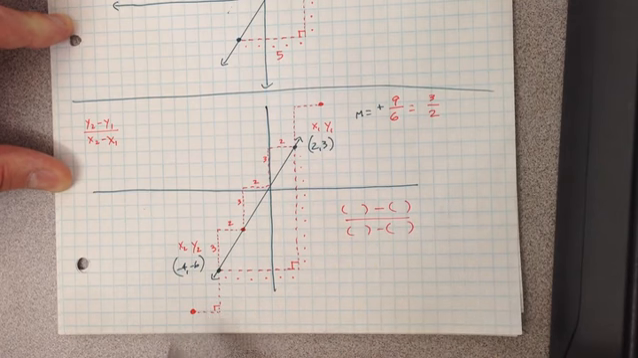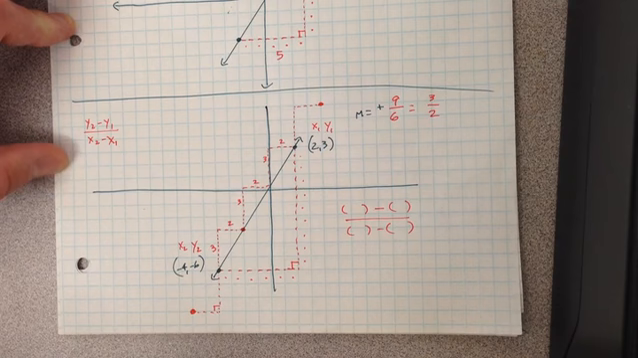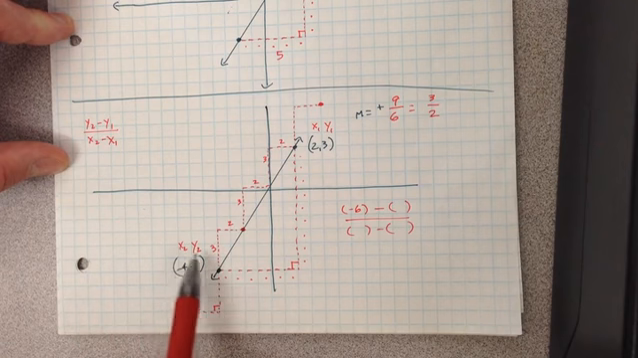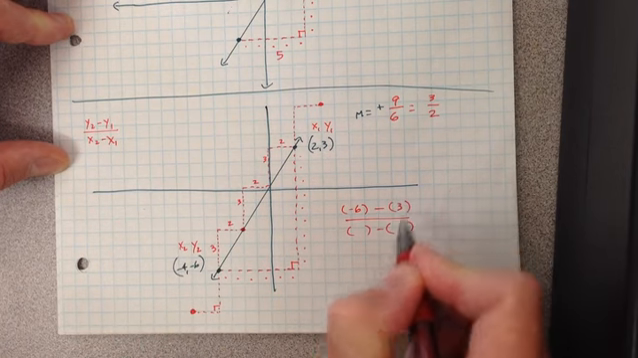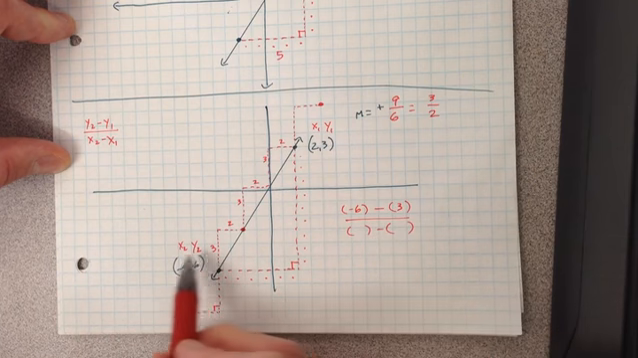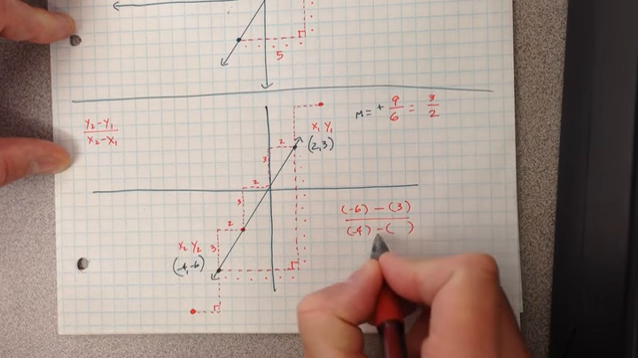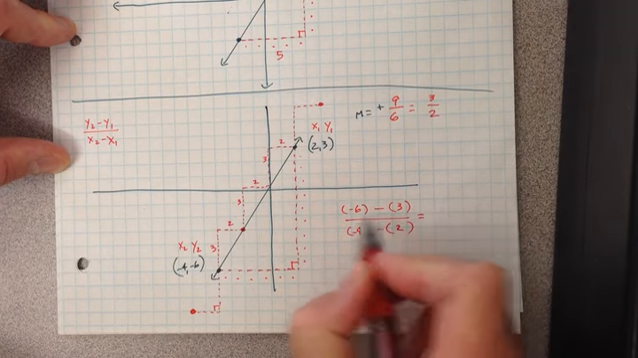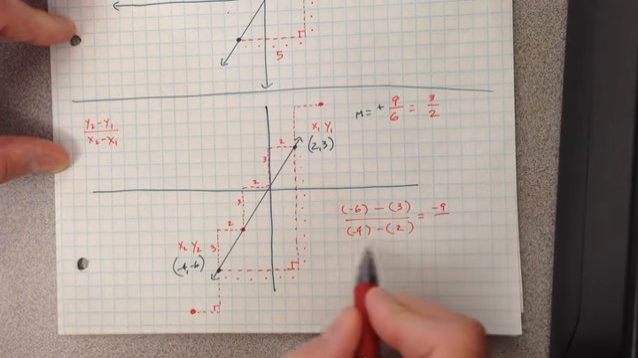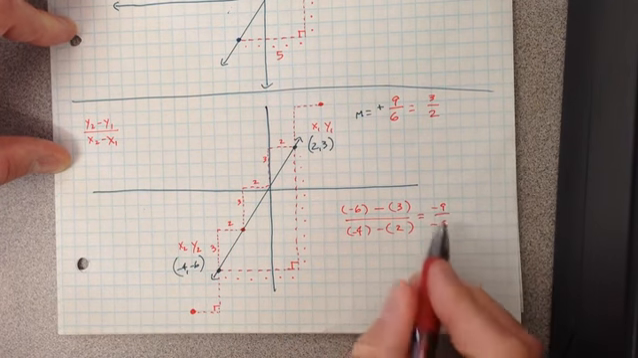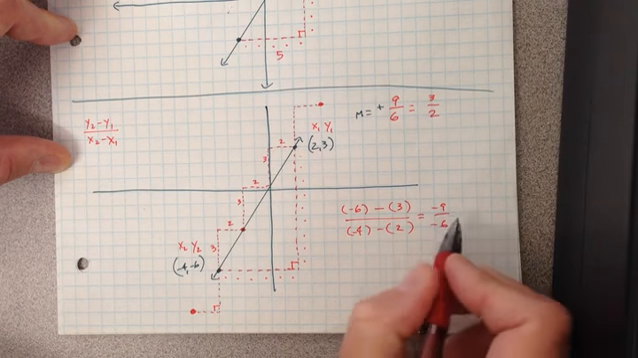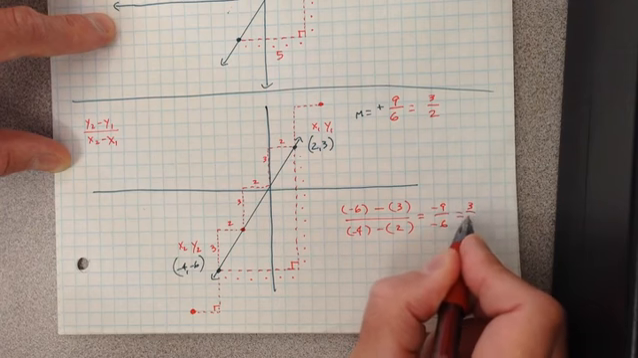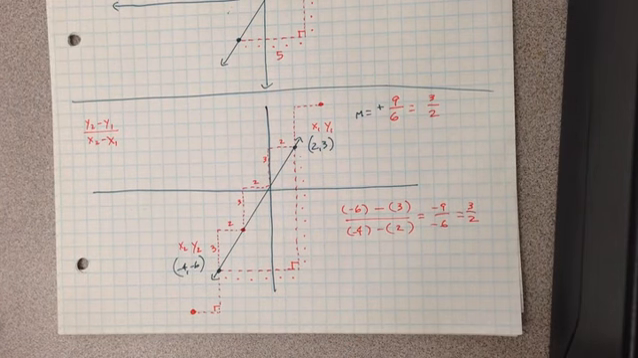And this really helps when you're dealing with the negatives here. So first of all, let's deal with y2, negative 6, minus y1, 3, over x2, negative 4, minus x1, 2. Now you clean that up and you do the math. Negative 6 minus 3, negative 9, over negative 4 minus 2, negative 6. Negative over a negative is a positive. And then we reduce it, and lo and behold, 3/2. That's a nice little application of slope.